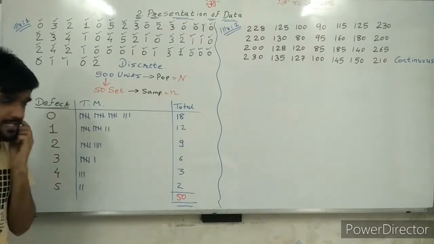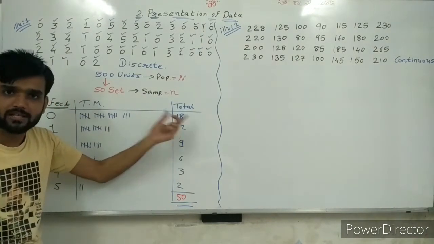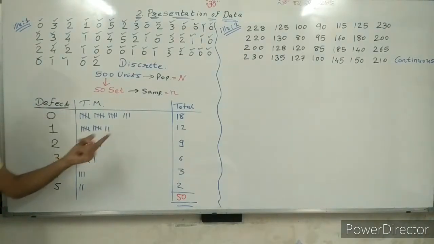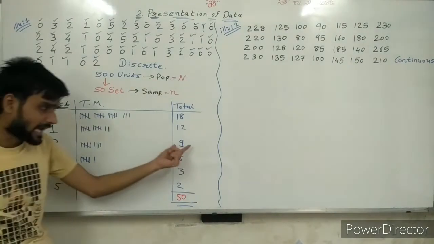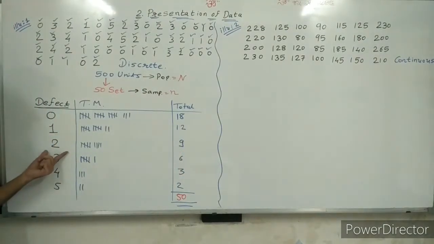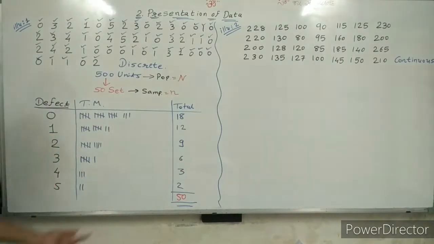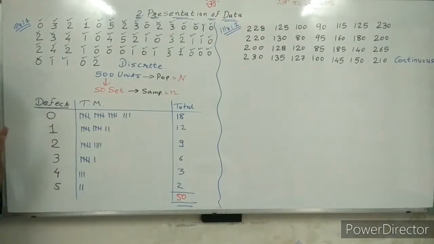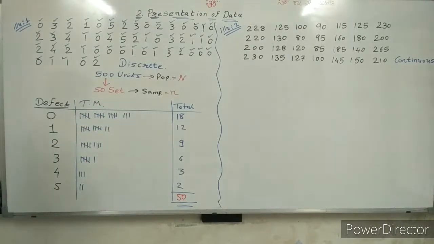Now we can say, from 50 television sets, in 18 television sets there is no defect. In 12 television sets there is one defect. In 9 television sets there are 2 defects. In 6 television sets there are 3 defects. In 3 television sets there are 4 defects. In 2 television sets there are 5 defects. So this is the presentation of data.